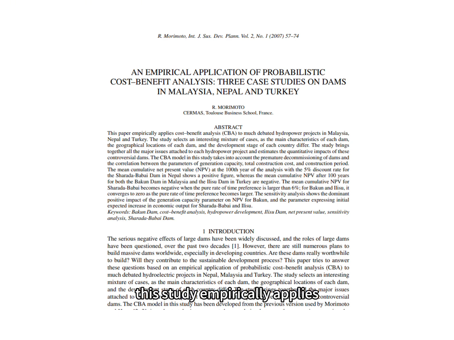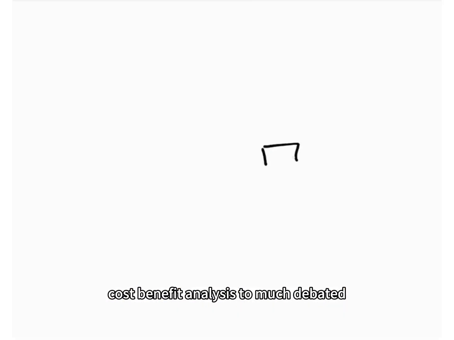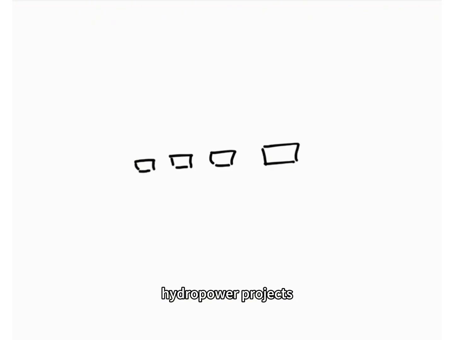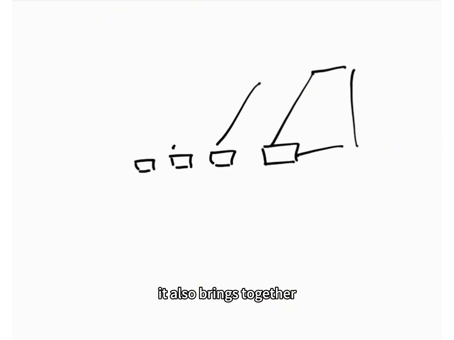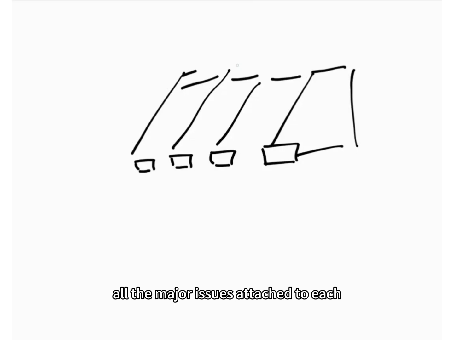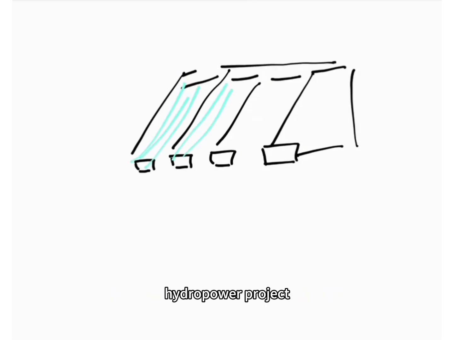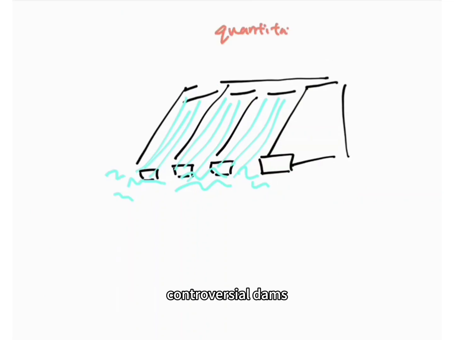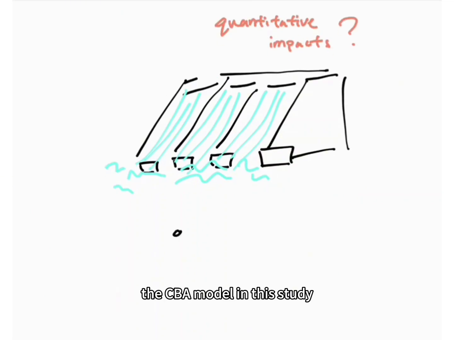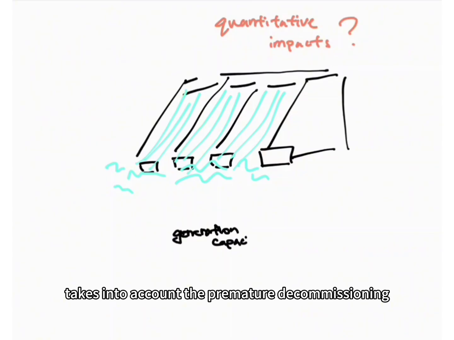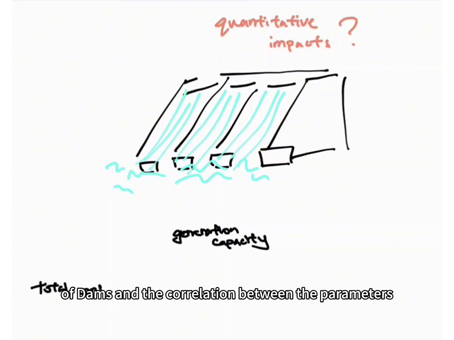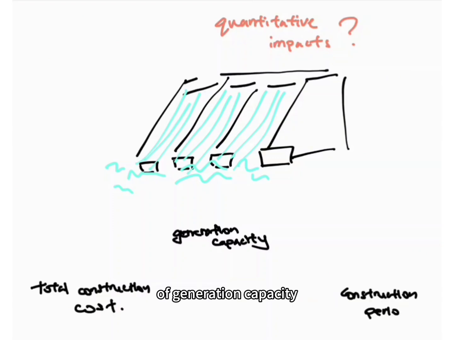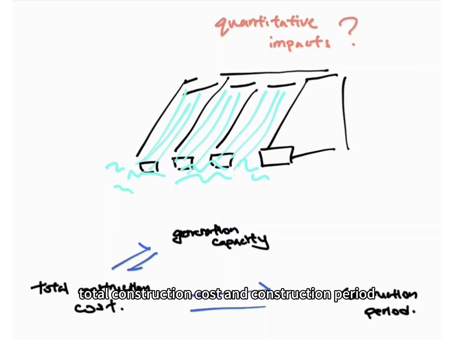This study empirically applies cost-benefit analysis to much debated hydropower projects. It also brings together all the major issues attached to each hydropower project and estimates the quantitative impacts of these controversial dams. The CBA model in this study takes into account the premature decommissioning of dams and the correlation between the parameters of generation capacity, total construction cost, and construction period.